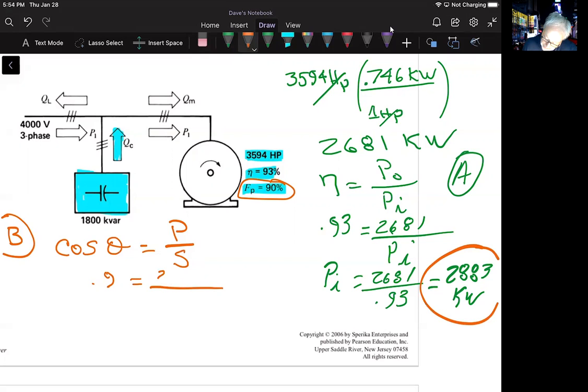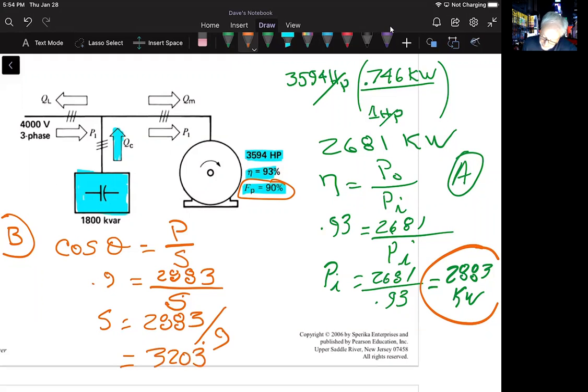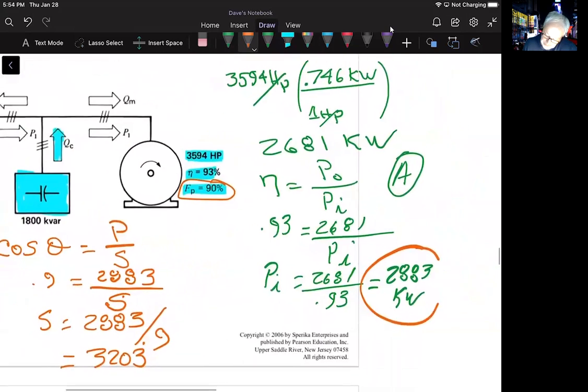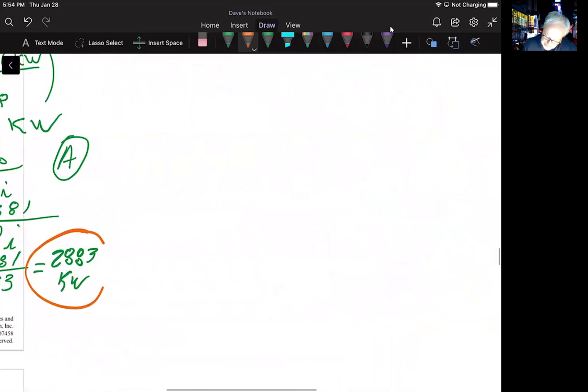So this is going to be 2883 divided by S. And then S is equal to 2883 divided by 0.9. And that tells us that the apparent power is 3203. Now, what we should do now is develop a power triangle, and that will allow us to determine what Q is.